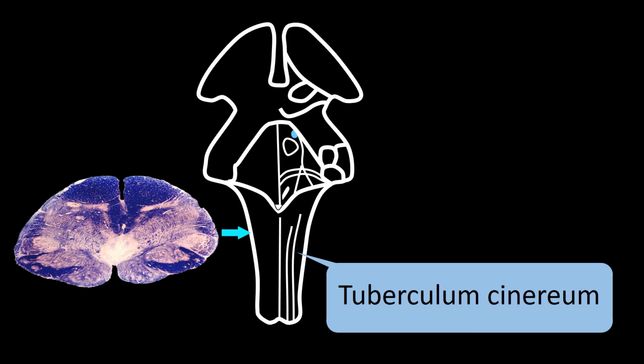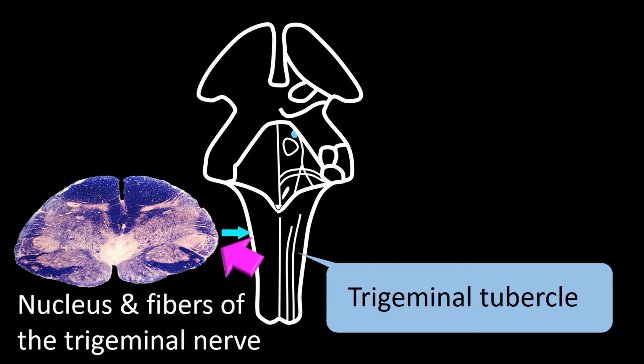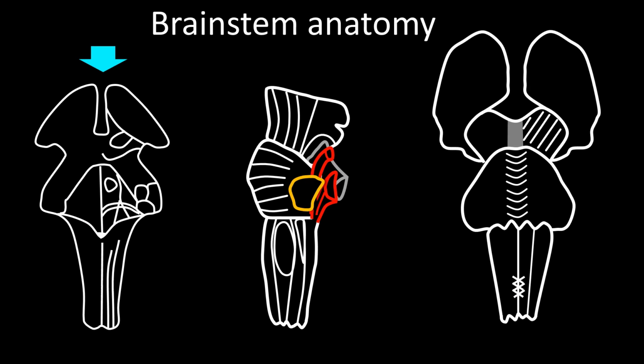The third structure is the tuberculum cinerum, also called the ash tuberculum or the trigeminal tubercle. This bulge is produced by the nucleus and fibers of the trigeminal nerve. So we finish with the posterior view of the brainstem, and we're going to draw the lateral view of the brainstem.